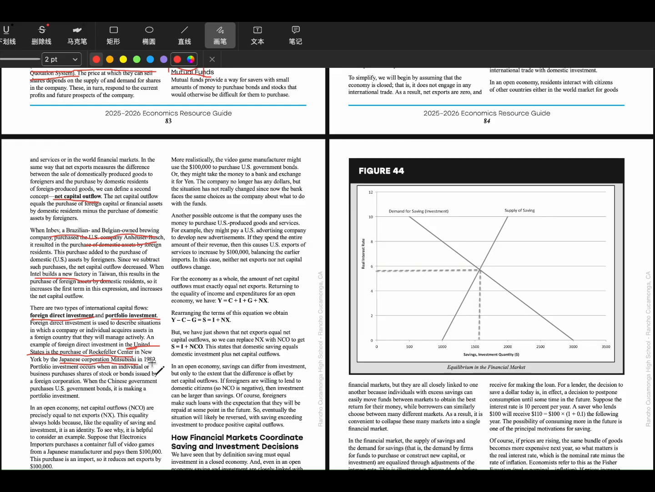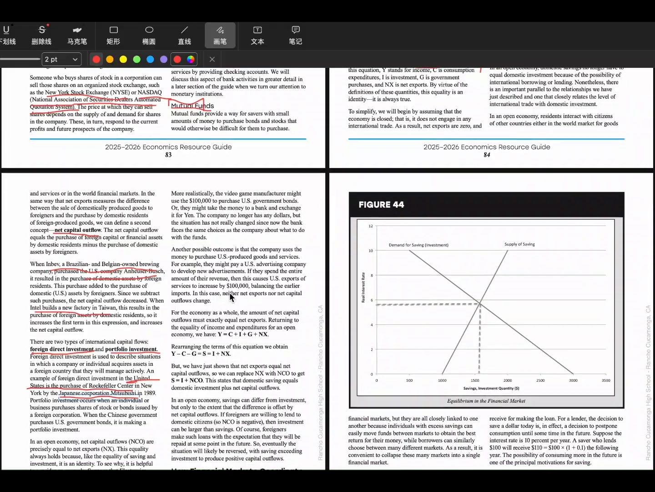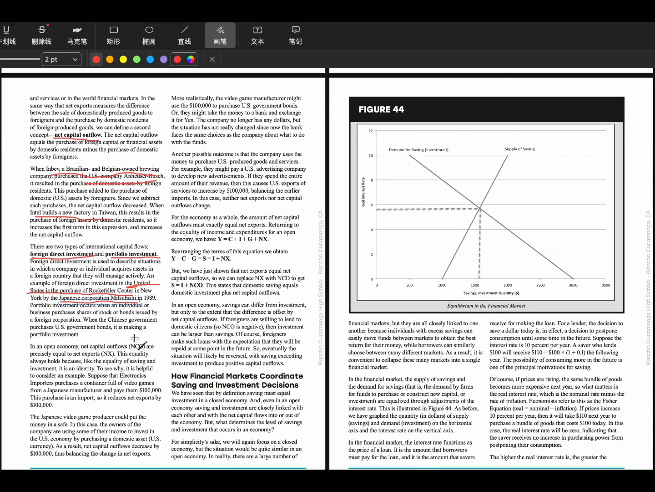But what is portfolio investment? What portfolio actually means, as we have seen before in mutual funds, is something related to bonds and stocks. In this case, it's actually the Chinese government buying US government bonds. In this case, they're investing in the US. The net capital outflow, therefore, is negative because the money is coming in rather than going out.